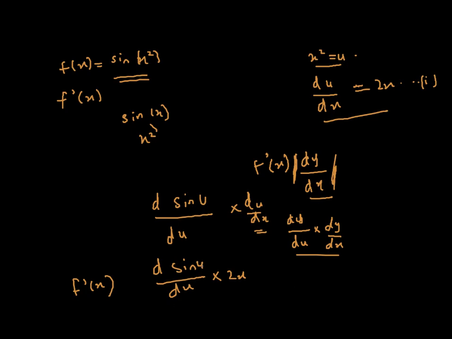So what is d sine u by du? There's just a difference in the name of the variable. Instead of d sine x by dx, it is the same thing. This will be the derivative of sine x, which is cos x, but instead of x we will write u. So the answer for this will be cos of u into 2x. Now what was u? It was x squared. So effectively the answer will become cos of x squared into 2x, and this is the answer for the derivative of sine x squared.